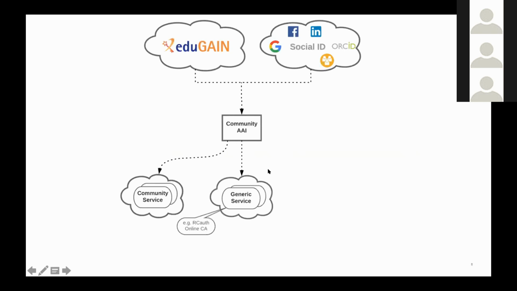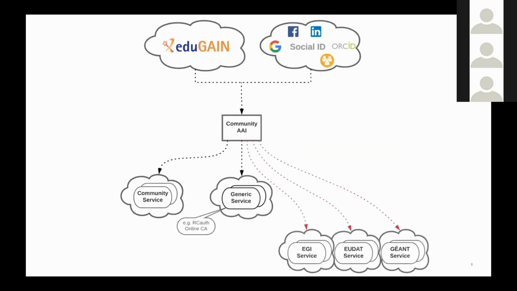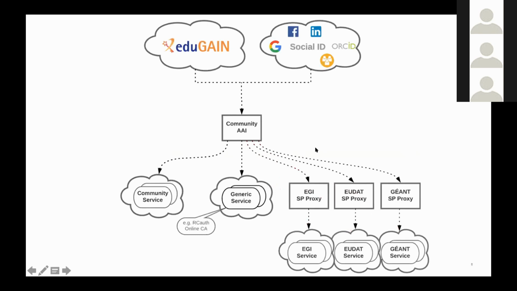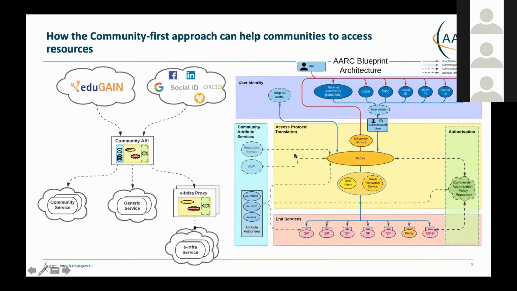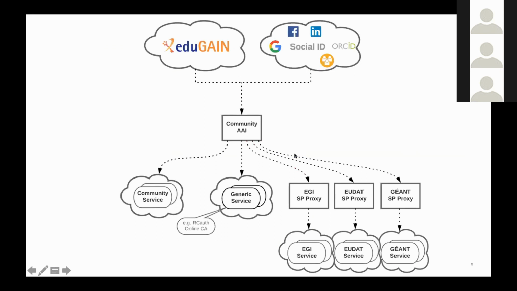Now, it is important to state that community services often require access to services and resources which are offered by the infrastructures. Access to these infrastructure services is typically mediated through a dedicated infrastructure proxy. So, while infrastructure proxies can be connected to different community AAIs, the infrastructure services that you can see at the bottom of the diagram only need to be connected to a single infra proxy.